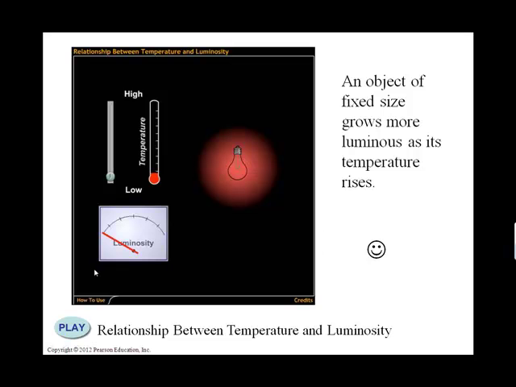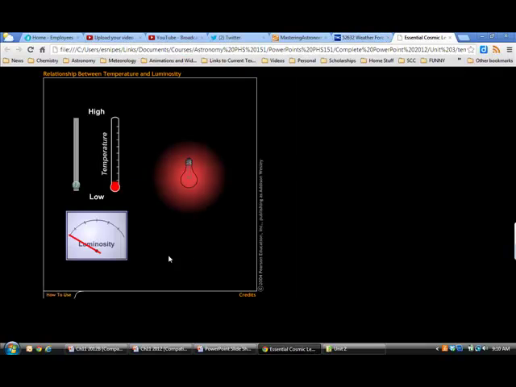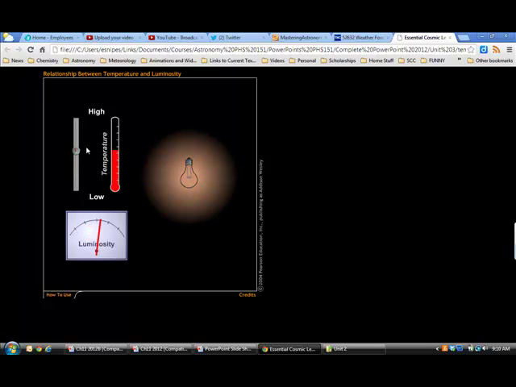So I'm going to play you this animation. I think it did a good job of pointing out those two laws of radiation. All I'm going to do is jack up the temperature, and notice what happens to both the intensity and the color. So luminosity is increasing as I increase temperature, and notice the color is also changing. I just think this does a good job.